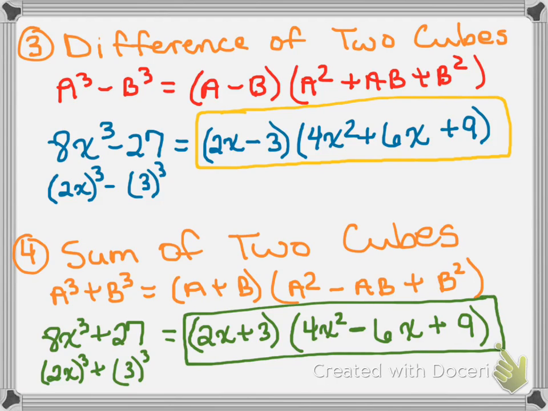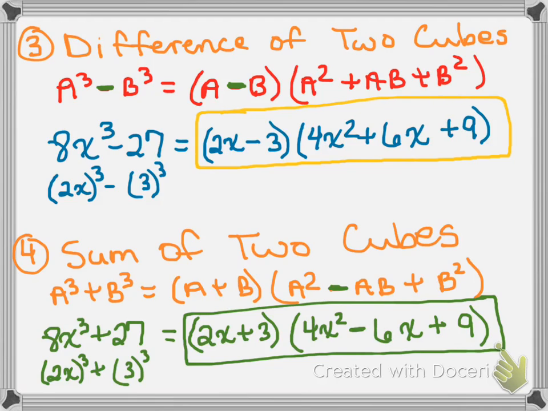If you take a careful look at these two patterns, you'll notice that in both the a cubed minus b cubed pattern and the a cubed plus b cubed pattern, there is only one negative term. All the other terms are positive. In the a cubed minus b cubed pattern, the negative is in the binomial. In the sum of two cubes, a cubed plus b cubed, notice that the negative is in the trinomial. It's the middle term. This makes these two patterns just a little bit easier to remember.